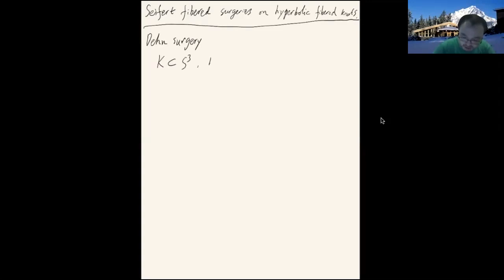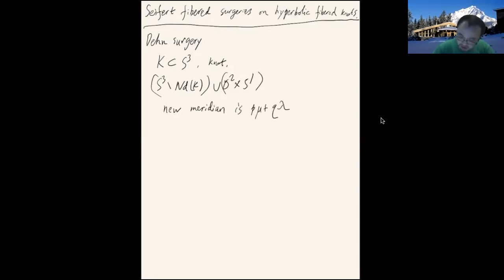If you have a knot K in S3, you remove a neighborhood of this knot and glue back a solid torus such that the new meridian is P times mu plus Q times lambda. We call this S3 P over Q of K. Okay, so this is the notation we're going to use.